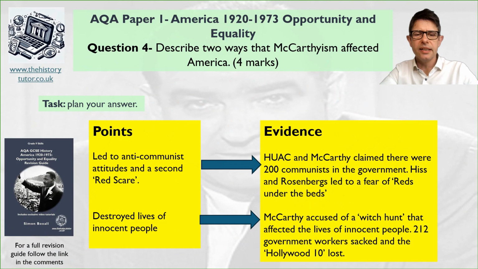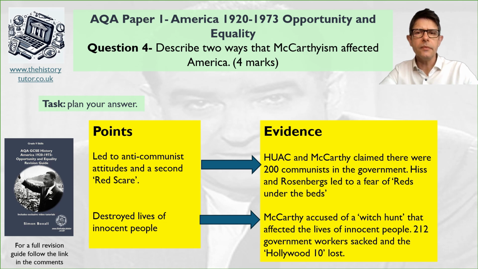Okay, so here's my ideas then. I've said at first point, it led to anti-communist attitudes and a second Red Scare in America. There was a real sort of fear of communism developing. And we could talk about HUAC, and McCarthy claimed there was 200 communists in the government. Hiss and the Rosenbergs were arrested, and they've led to a fear of the Reds under the bed and the Red Scare idea.